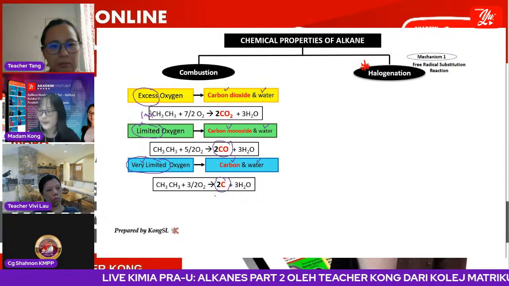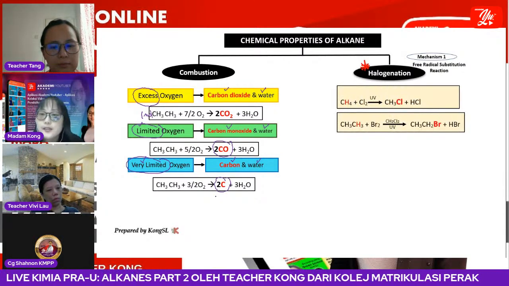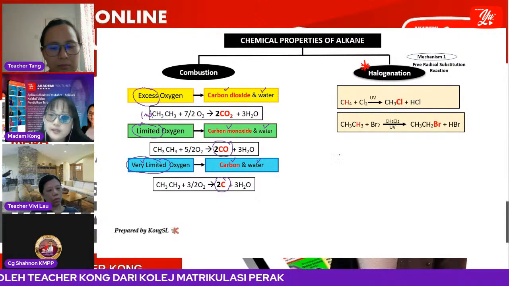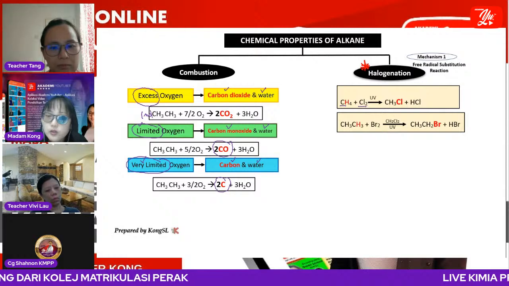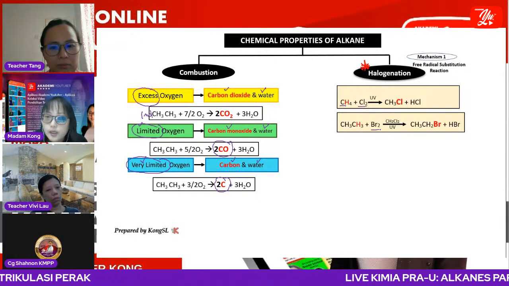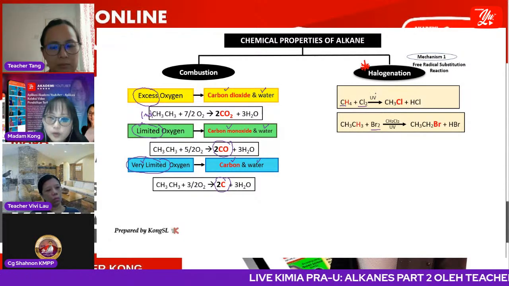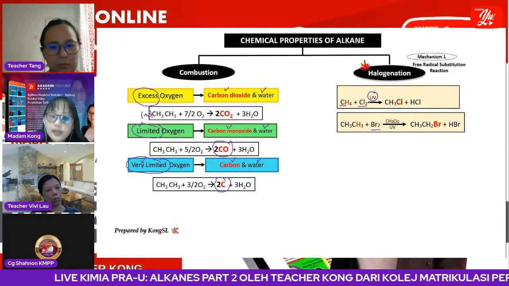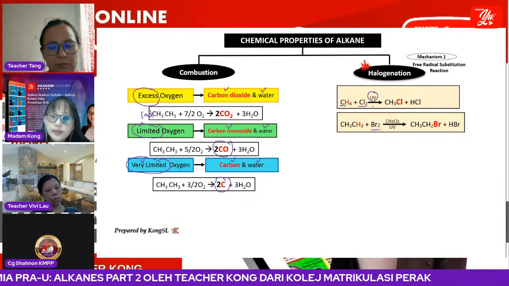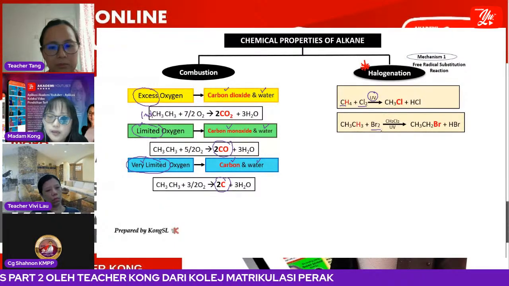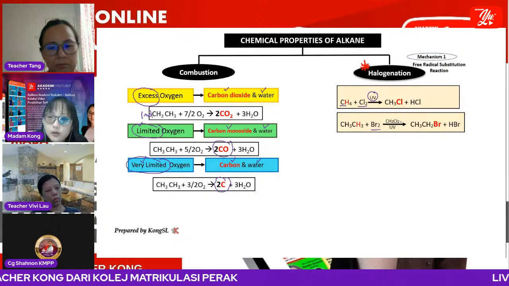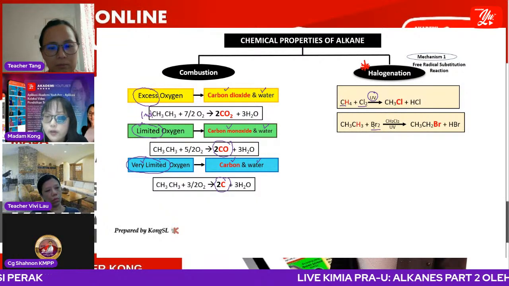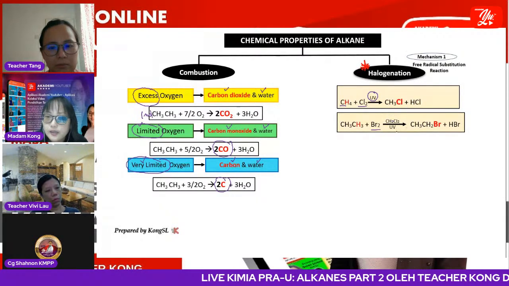Next is about this one. This is halogenation. Why halogenation? Because the alkane reacts with halogen. It can be chlorine or bromine, in the presence of UV. The condition is under sunlight or presence of UV light. For chlorine, there is no inert solvent, but for bromine, it must be in dichloromethane. This is the solvent. So this is C2H6 with bromine in inert solvent under sunlight.